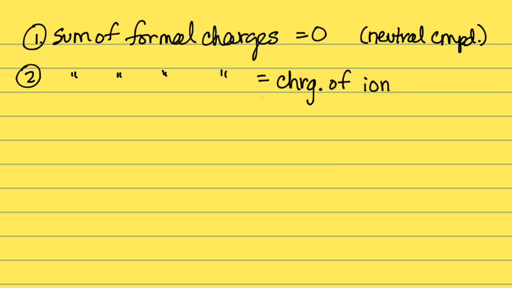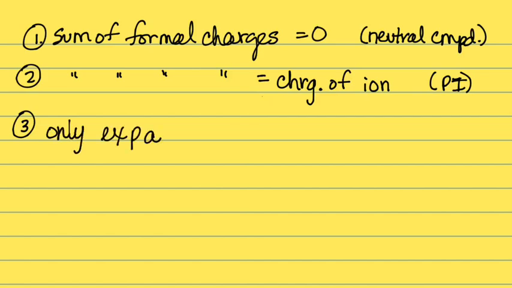That is what is preferred for your polyatomic ions. So if the sum of all your formal charges equals the charge of the ion itself, that is the preferred Lewis structure. And then, like I said, we will get to expanded octets. We're going to go ahead and touch on it now.